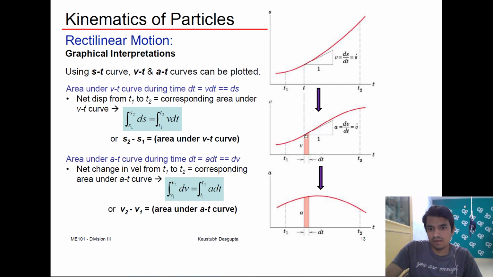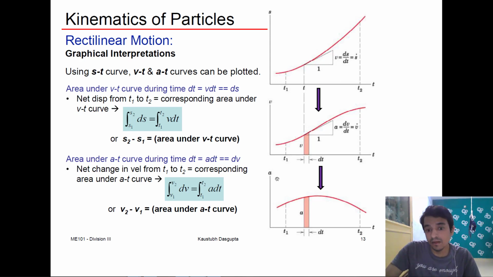Then if we consider some interval from t1 to t2 and take the area of that, that will be the integration of v dt, which is ds, the change in displacement. So remember, the area under the v-t curve is equal to the change in displacement of the body for that interval of time. We can use this while solving numericals.